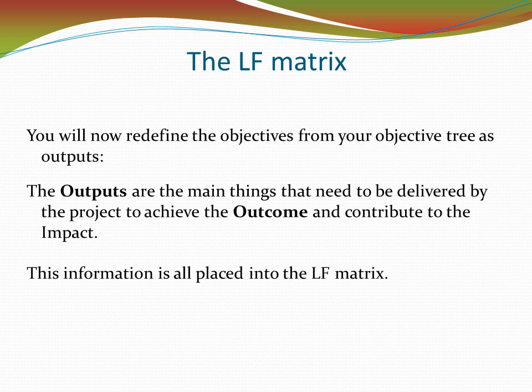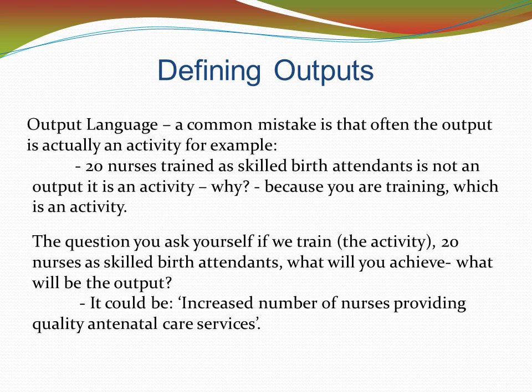So you will now redefine the objectives from your objective tree as outputs. First they were problems, then the objectives. Now they are going to be defined as outputs. The outputs are the main things that need to be delivered by the project to achieve the outcome and contribute to the impact. This information is then all placed into the log frame matrix.